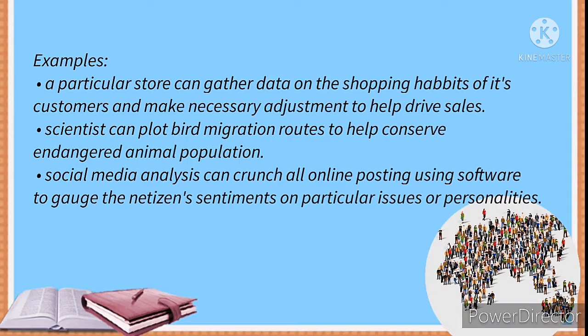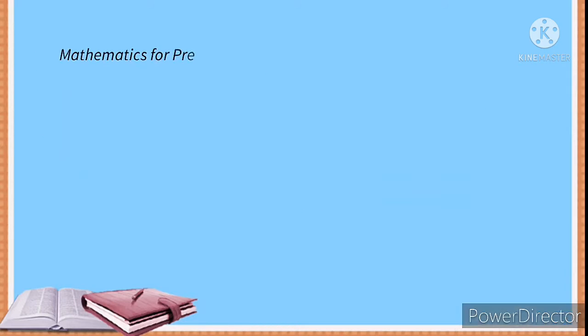Scientists can plot bird migration routes to help conserve endangered animal populations. Social media analysis can crunch all online postings using software to gauge the netizens' sentiment on particular issues or personalities.